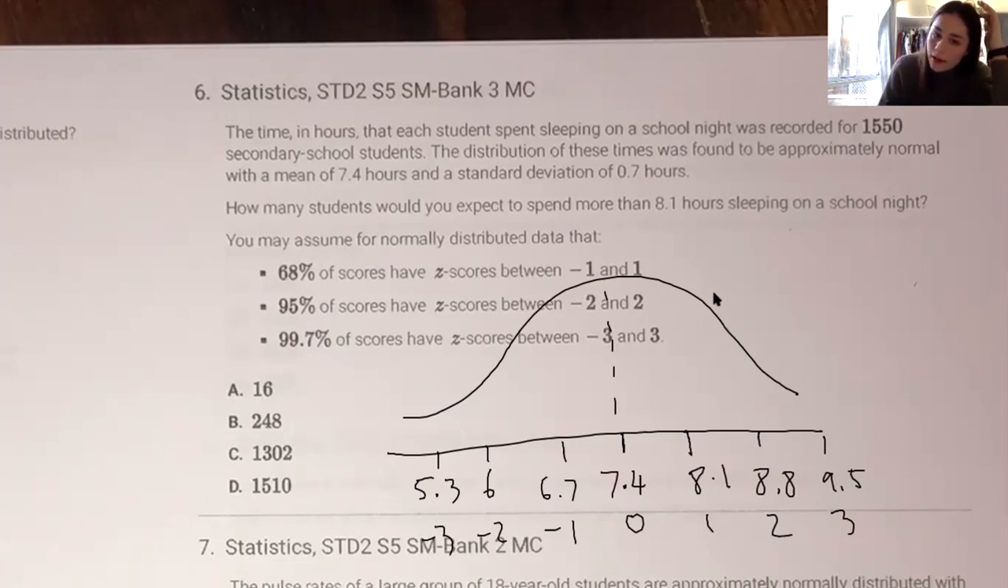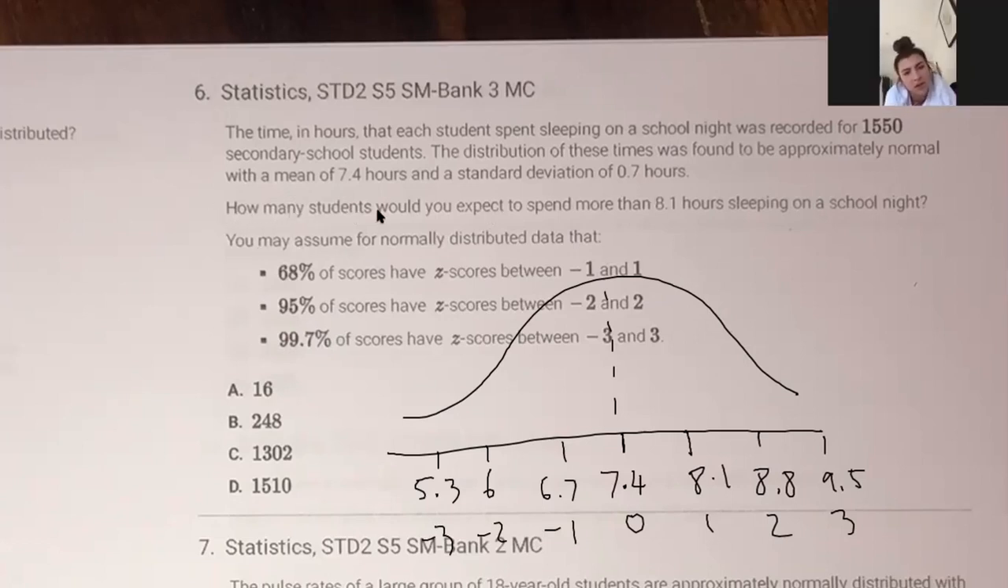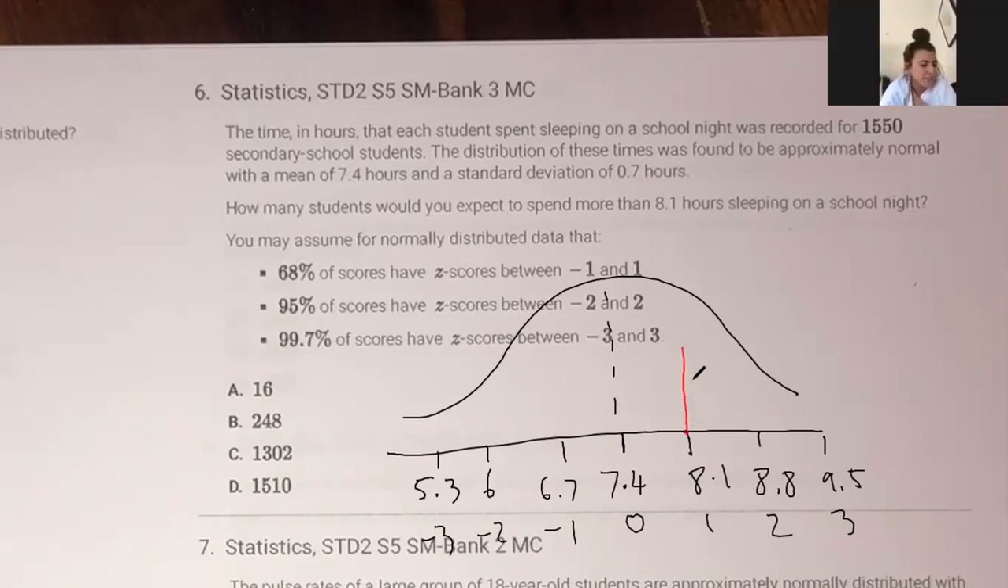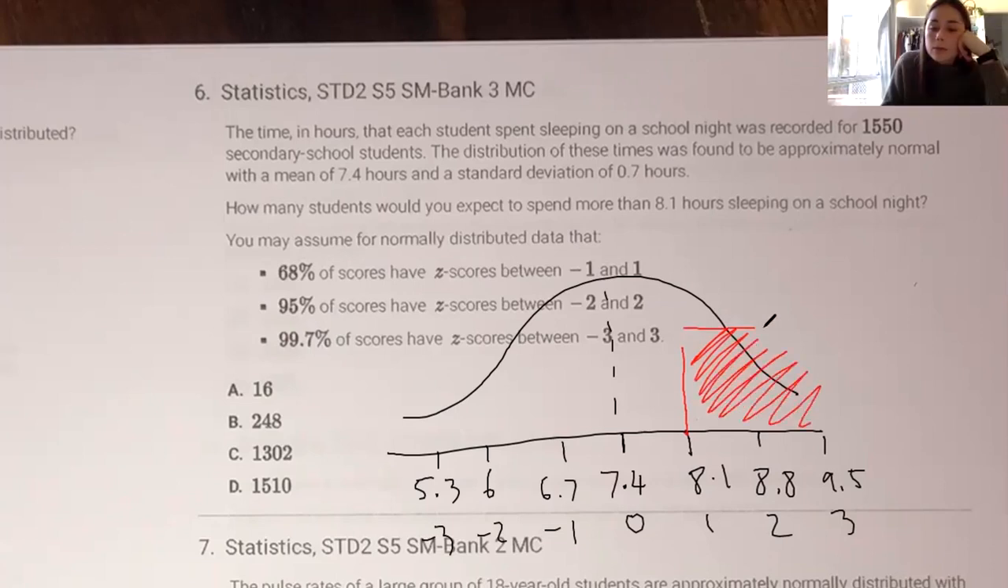So once it's up, or once you've drawn it, it then says how many students would you expect to spend more than 8.1 hours sleeping on a school night. So we find 8.1, which is here. We want to figure out how many people spend more than 8.1, so how many more is on that way.